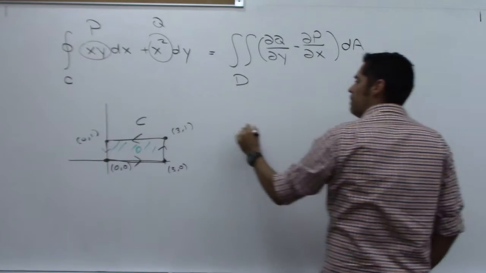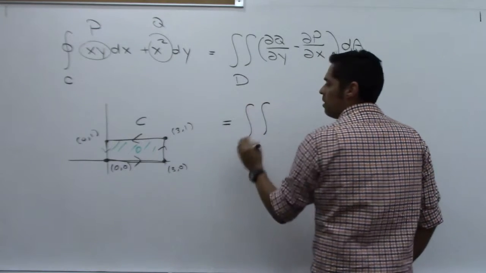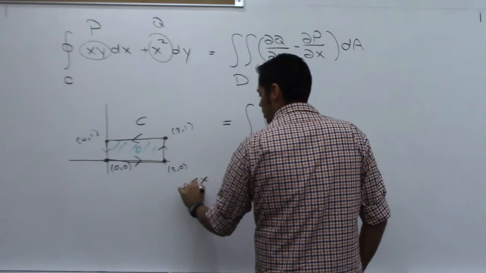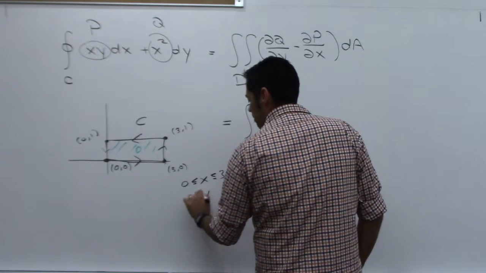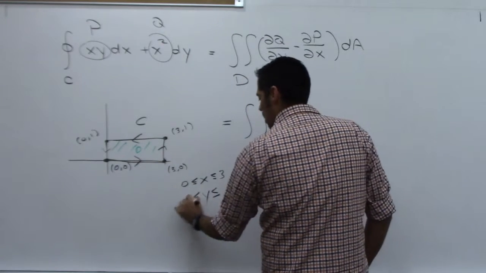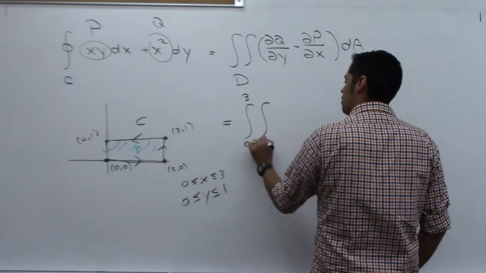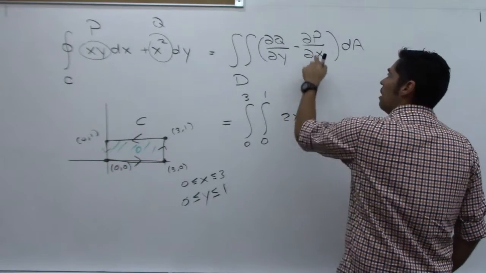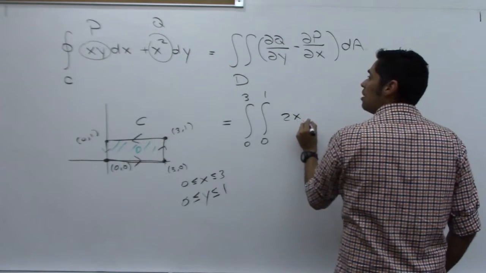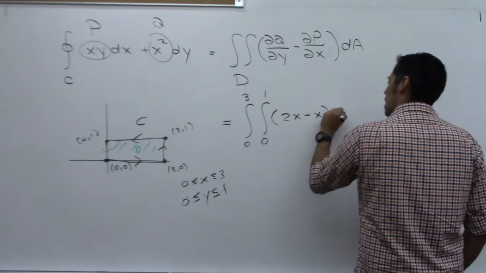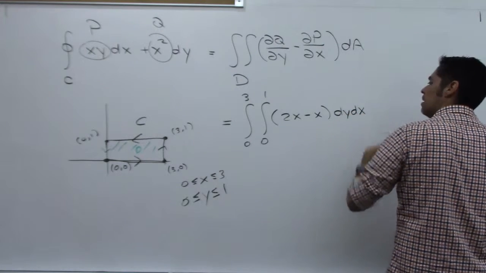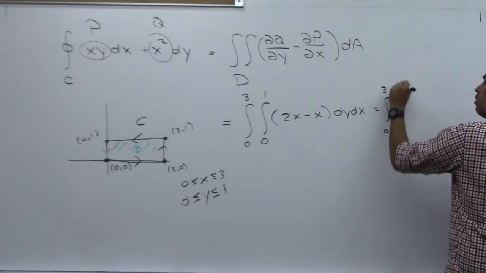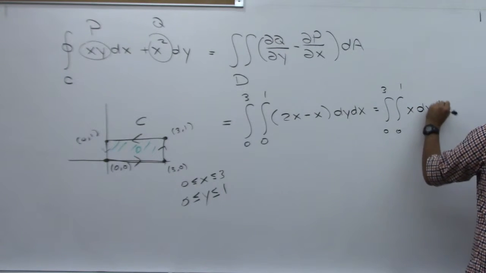with respect to area, which should be, since this is a rectangular region, we can say our X is between 0 and 3 and our Y is between 0 and 1. We can go 0 to 3, 0 to 1. Partial of Q with respect to X is 2x. Partial of P with respect to Y is just x, so minus x. And then dy dx, which is just the integral 0 to 3, 0 to 1 of x dy dx.